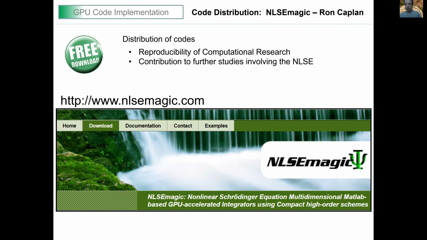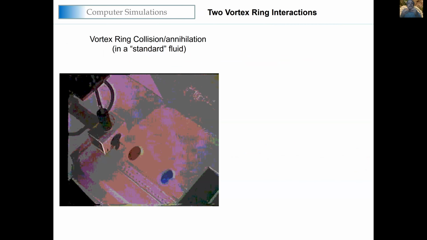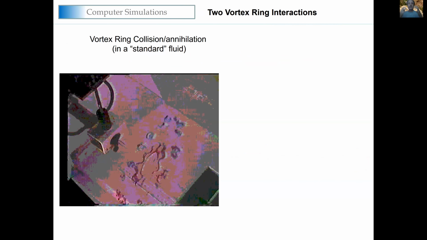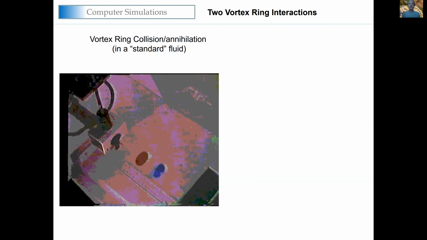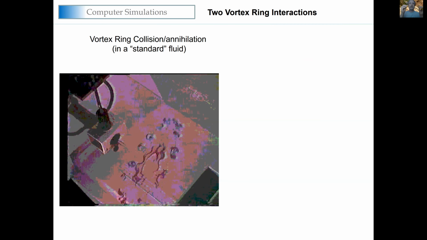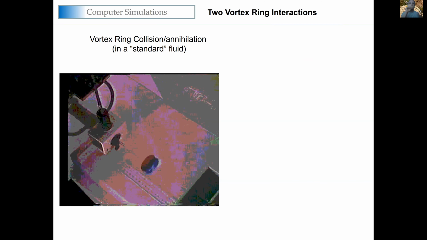So let me show you now some of the interaction between the beasts. We already talked about vortices, their interactions. We saw just lines of vortices also interacting. Let's see what happens if you have now these vortex rings interacting.